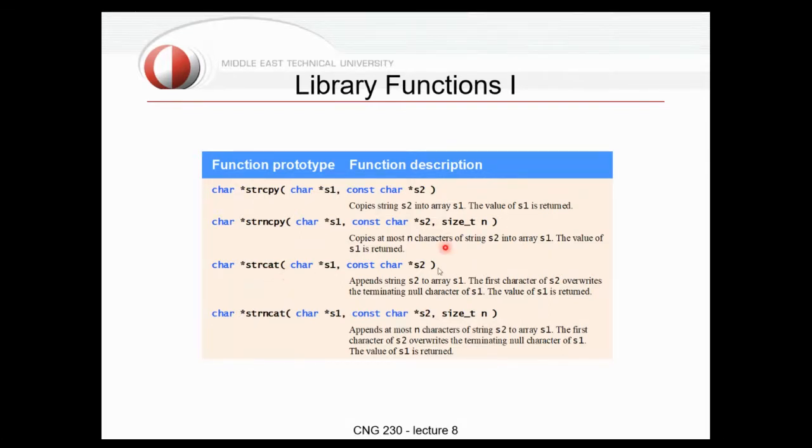This one adds S2 to S1. So for example, if S1 is hello and S2 is world, now together it will be hello world. And whenever it happens, the \0 at the end of the first array will be eliminated automatically, and we will just keep the \0 at the end of this array. So together we will have hello world, and you can print it out for the user.